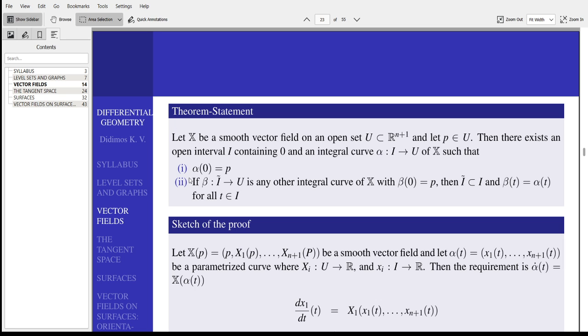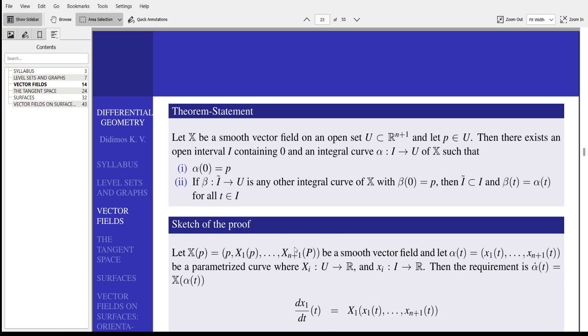The proof is very easy. We equate these conditions, the condition of the integral curve. X of p is the smooth vector field and alpha is a parameterized curve. The vector field is defined as capital X1, capital X2, etc. And the parameterized curve is defined as small x1 of t, etc. In order for this alpha of t to be the integral curve of X, we need to get this condition: alpha dot t, the velocity vector field, should coincide with X of alpha of t.